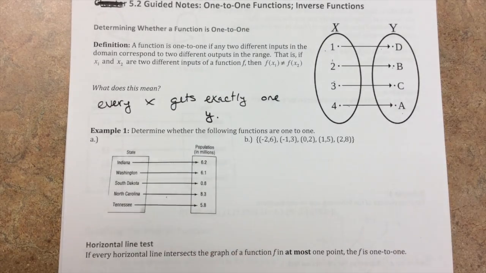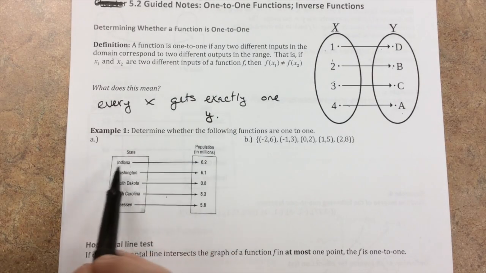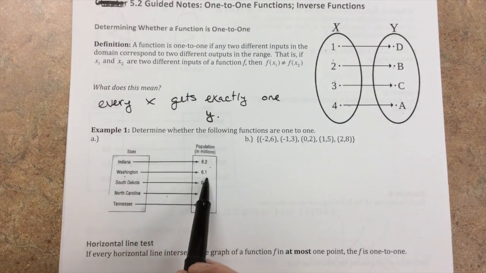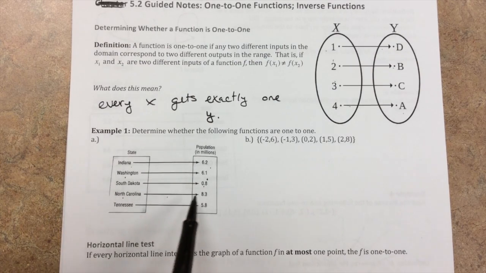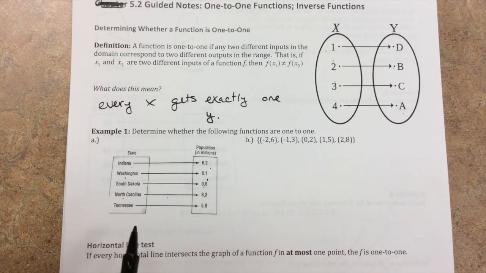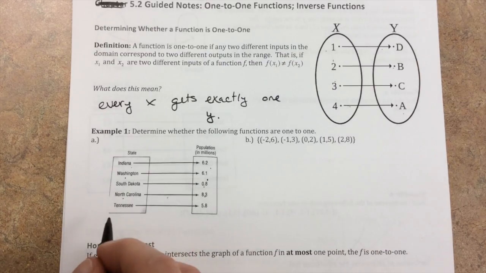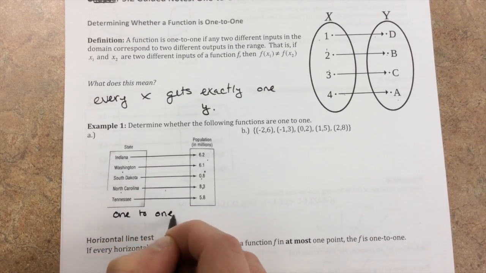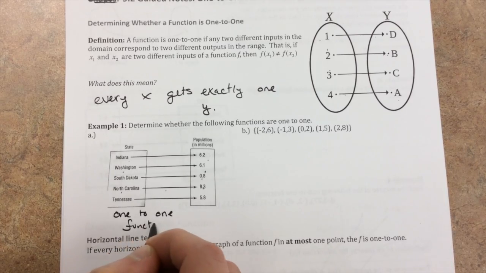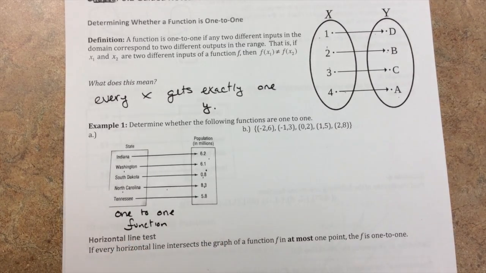Determine whether the functions are one-to-one. So I see that Indiana goes to a unique number, Washington goes to a unique number, South Dakota goes to a unique number, North Carolina goes to a unique number, and Tennessee goes to a unique number. So we would call this a one-to-one function.